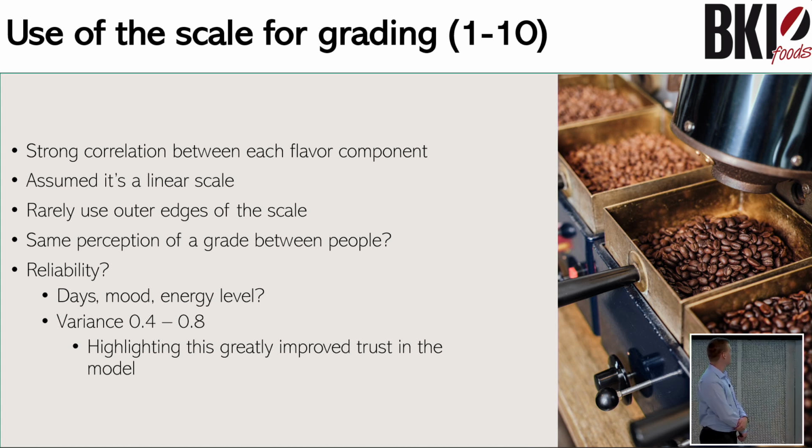And similarly, we have a tendency not to use the outer edges of such a scale. So we're rarely seeing any values below 3 or above 8 for that matter. So while on paper we're looking at a 1 to 10 scale, in reality it's actually a 3 to 8 scale we're working with, which makes for a much more condensed interval of numbers to work within and makes the prediction accuracy that much more important.